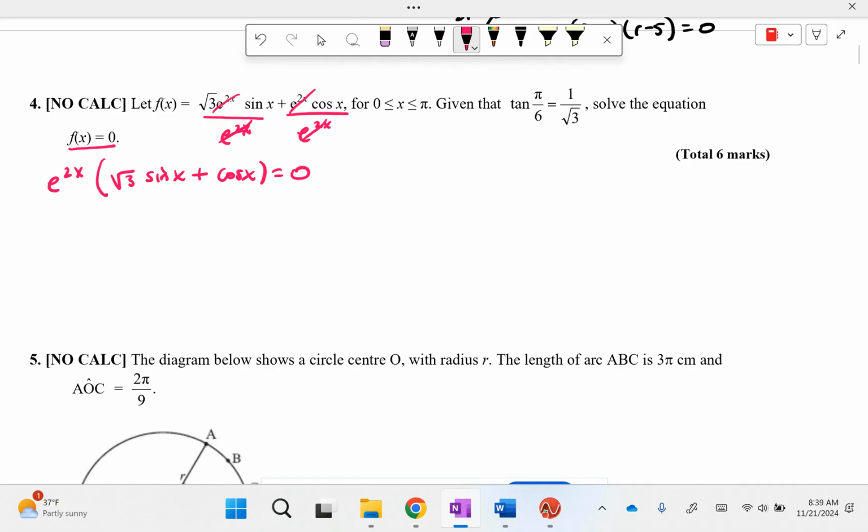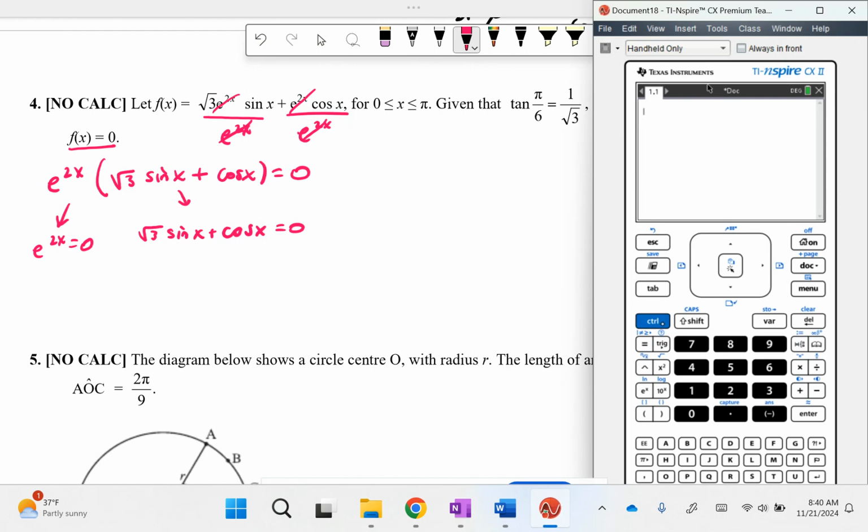All right, so I've got my two factors here. I'm going to set this guy equal to 0, and then I'm going to set this guy equal to 0. This never is equal to 0. I will show you why. I know this is a no calculator question, but I just want to explain something. So I have e to the 2x.